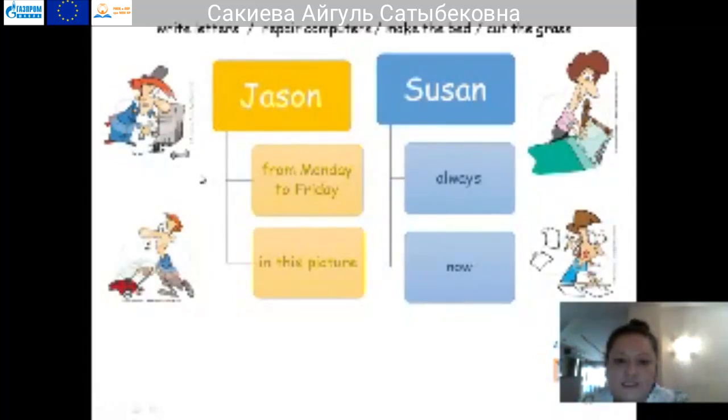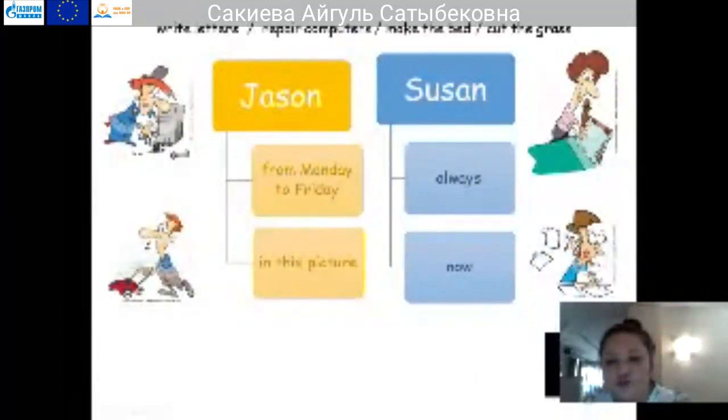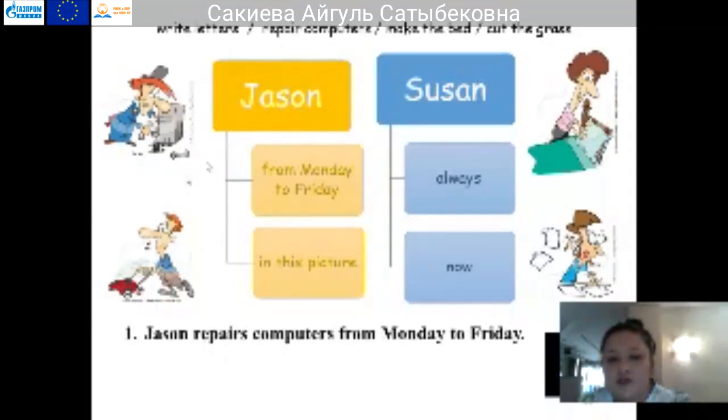Now let's look at these pictures again and again, make a sentence. About Jason, from Monday to Friday. Look at the picture. What does he do from Monday to Friday? Guys, are you all here? I'm waiting for your answers. Okay, let's do it together. Jason repairs computers from Monday to Friday. You see the phrase, repair computers.